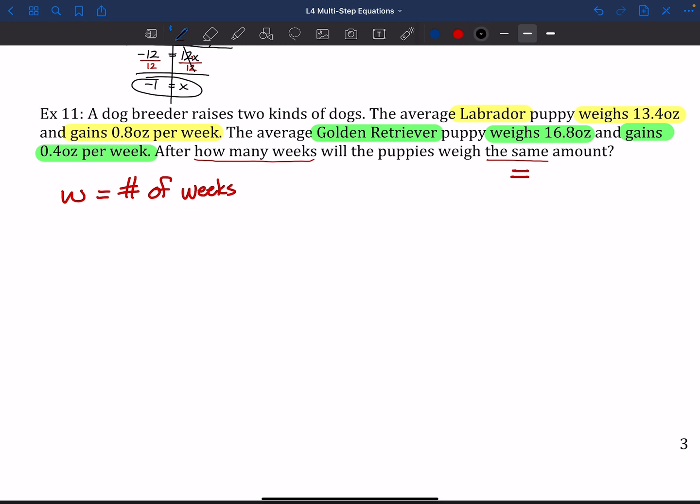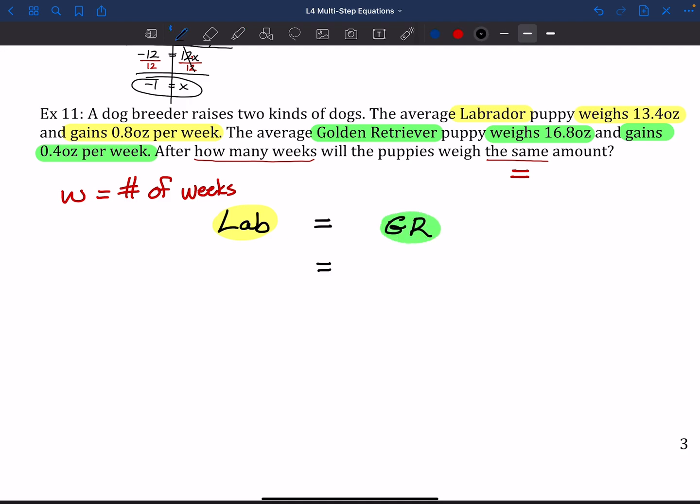All right, so now what I might suggest, this helps me on some problems, it might help you out as well, is I'm going to split it up into two categories. We've got the lab side, and then we've got the golden retriever side. We want to figure out when they weigh the same amount, so that's where I'm going to put a little equal sign there. Okay. So over on the lab side is where all the information that's highlighted in yellow is going to go. And actually, make this real nice and colorful and color-coded and everything.